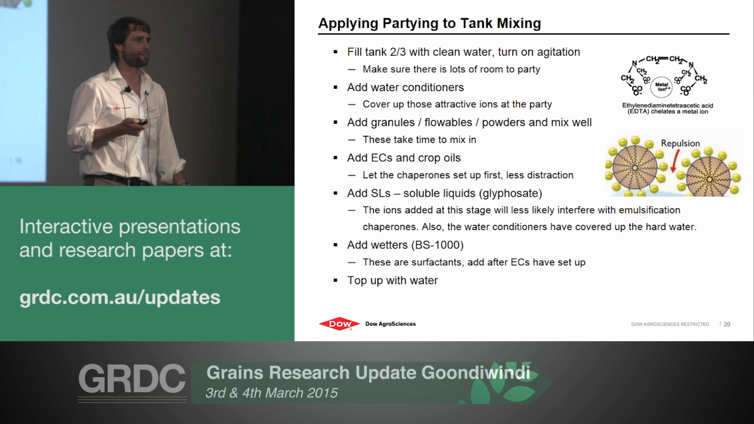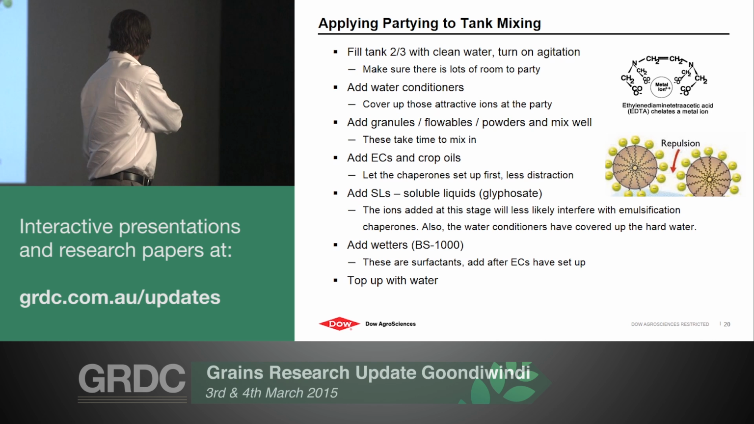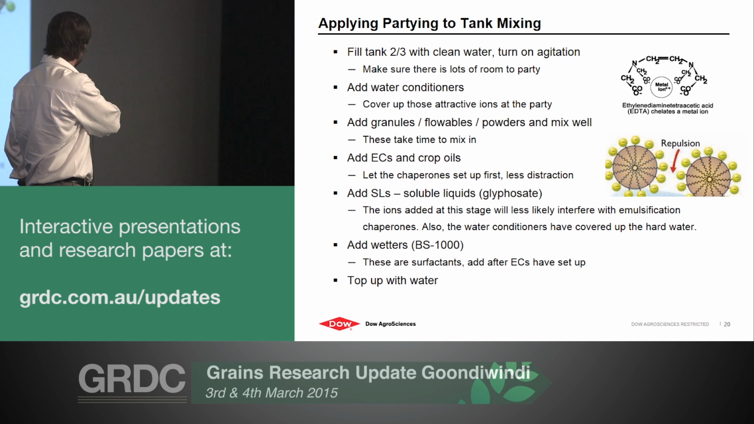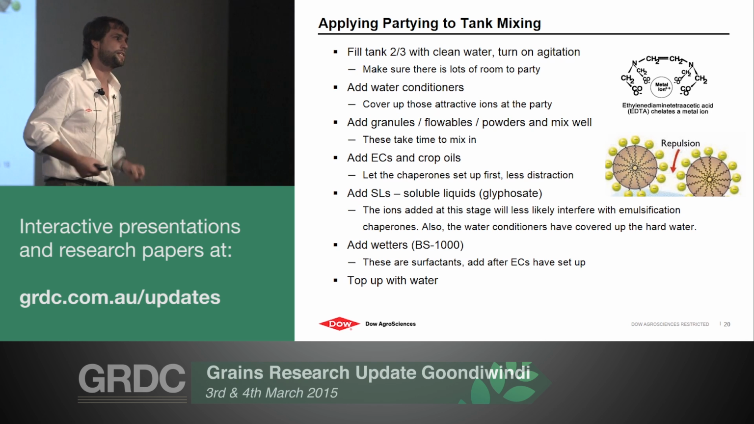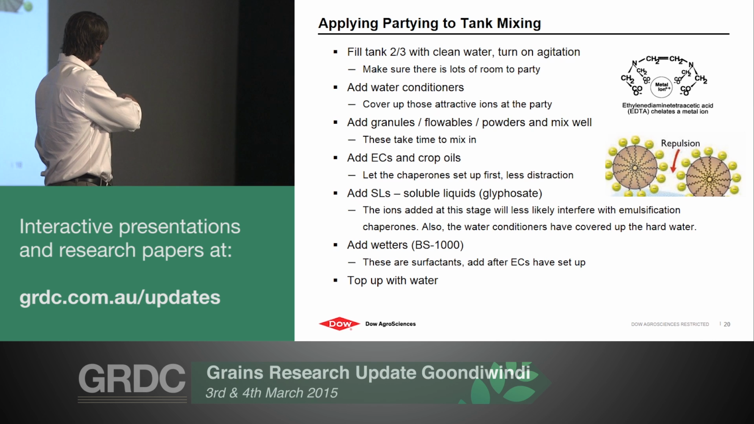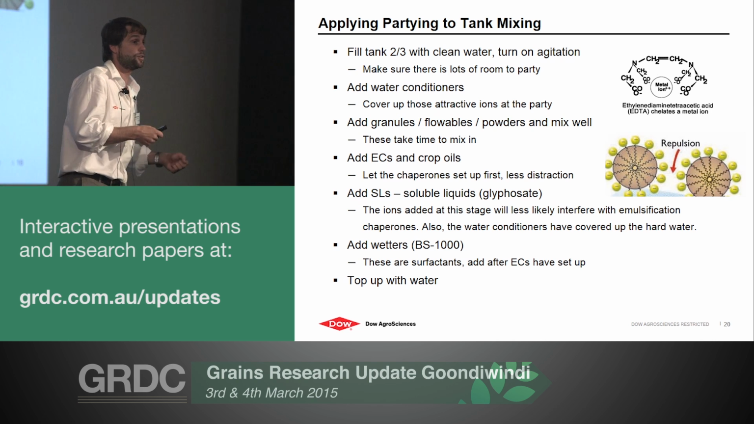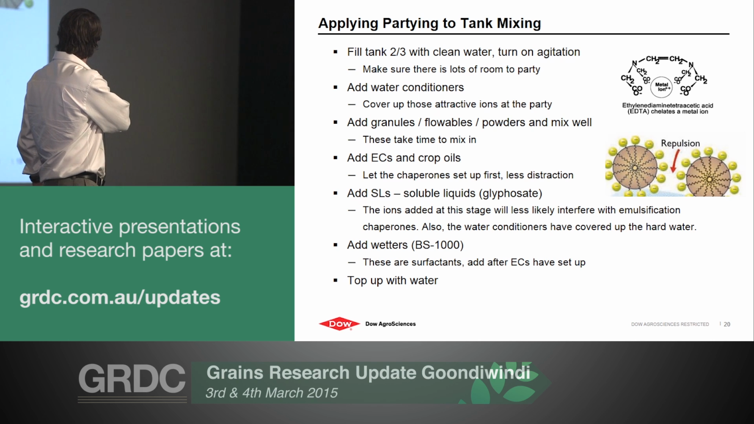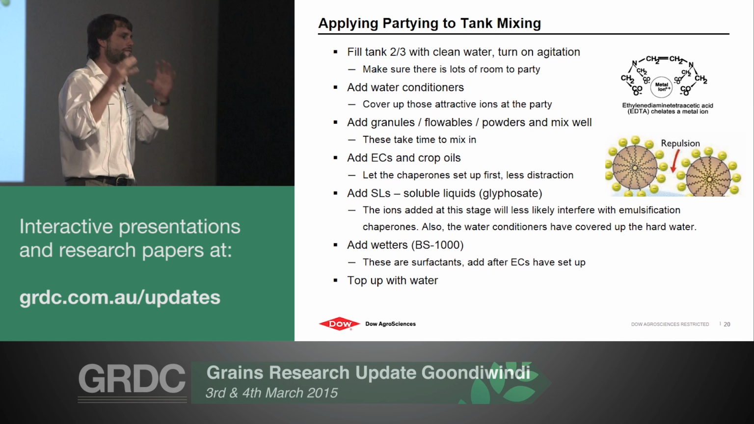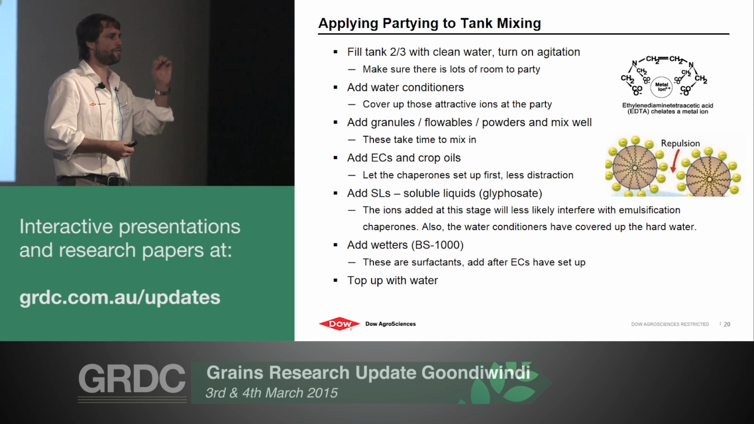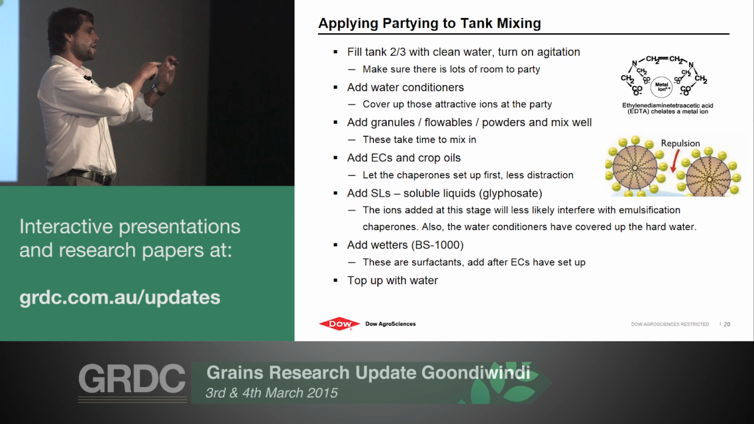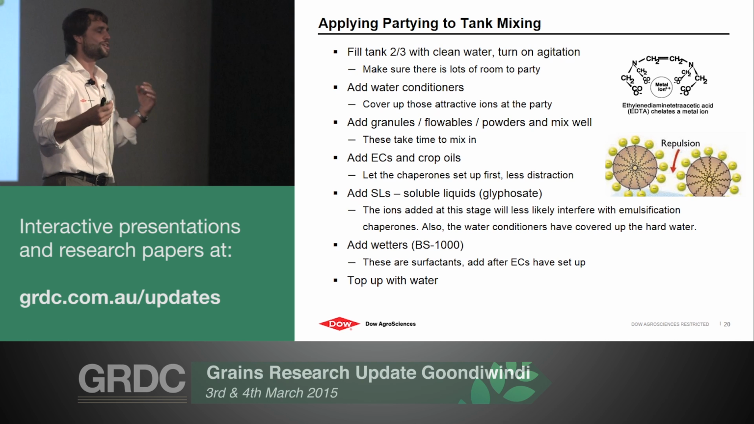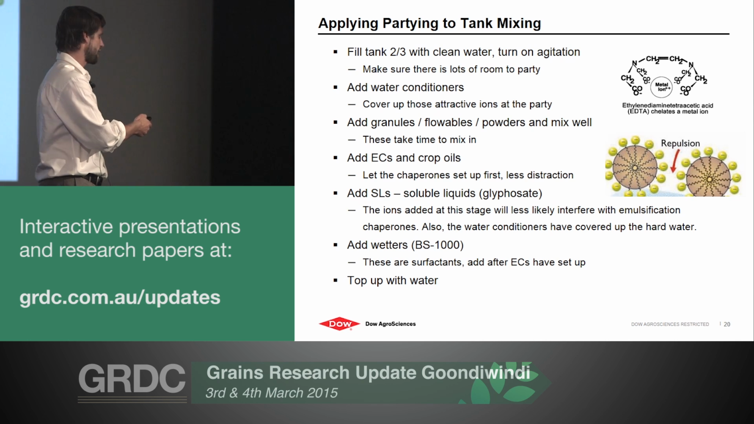So we're going to take our partying and apply it to adding it to the spray tank. So you probably all see these orders of addition. This is just to explain why we're doing that. First of all, you want to put lots of room to party in there, two-thirds of the spray tank, before you add the chemical. Add your chelating agents or water conditioners to make sure you cover up all those attractive ions at the venue of the party. Then you add your granules, flowables, and wettable powders. This is just a physical mixing property. If you have small granules that aren't dissolved, they have a high concentration, and they're going to attract their ions and start breaking up other problems. So you want to just dilute them into the bulk of the spray tank and give it time.